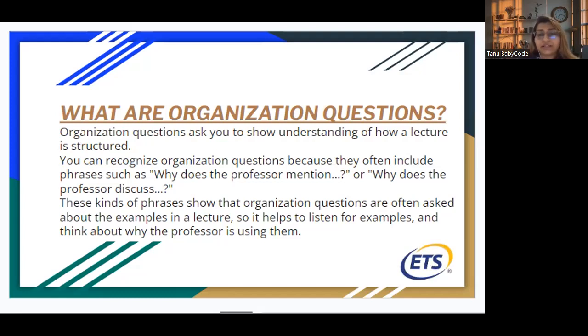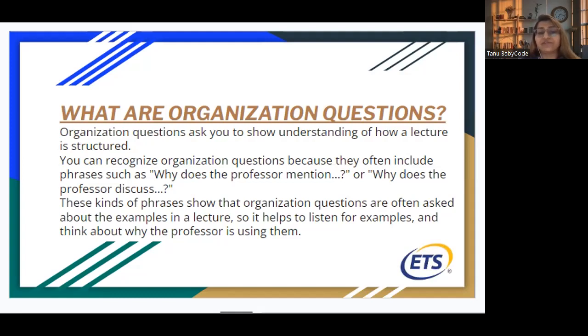Now, what are organization questions? Organization questions test your skills in how well you can understand a lecture and how it is structured. So basically, they ask you to show understanding of how a lecture is structured. You can recognize these organization questions because they often have phrases. Now, what phrases do they have? Phrase number 1 is, why does the professor mention this? Or why does the professor discuss this? So these two phrases help you recognize organization questions.